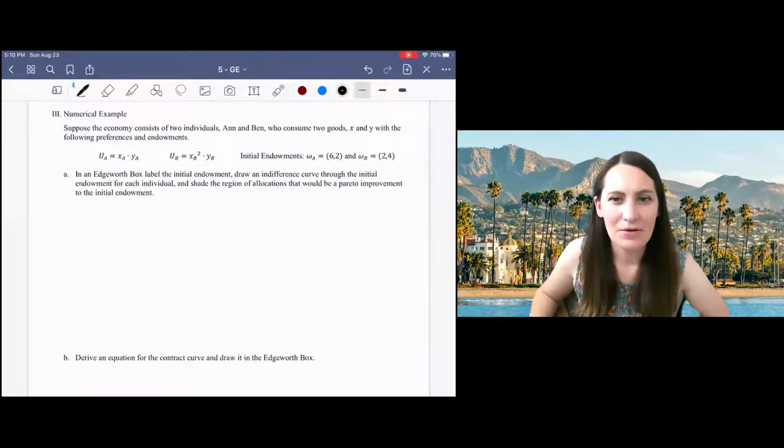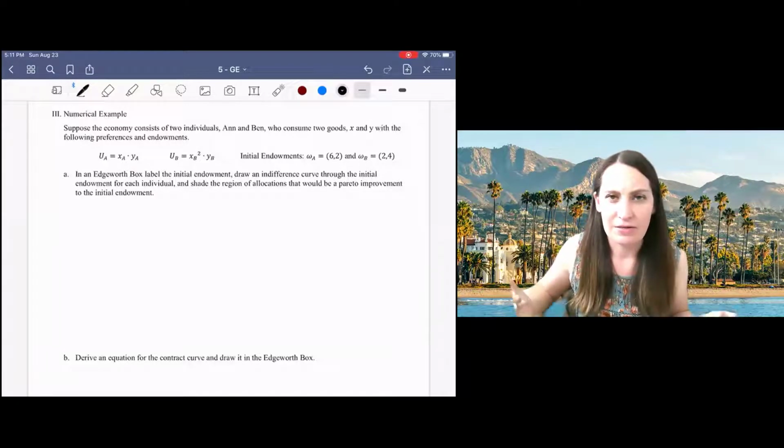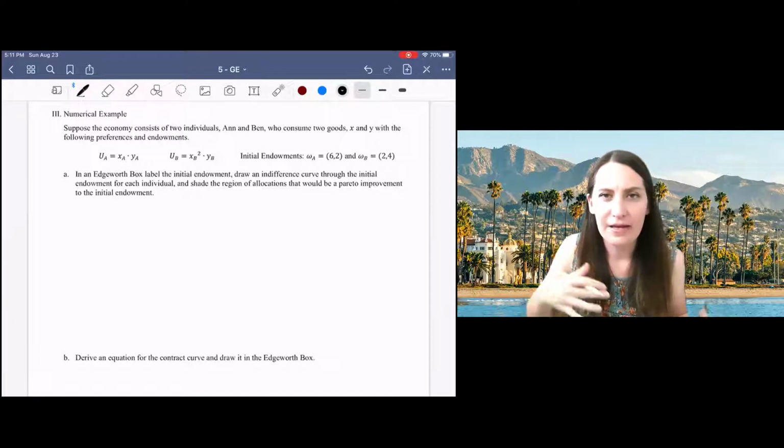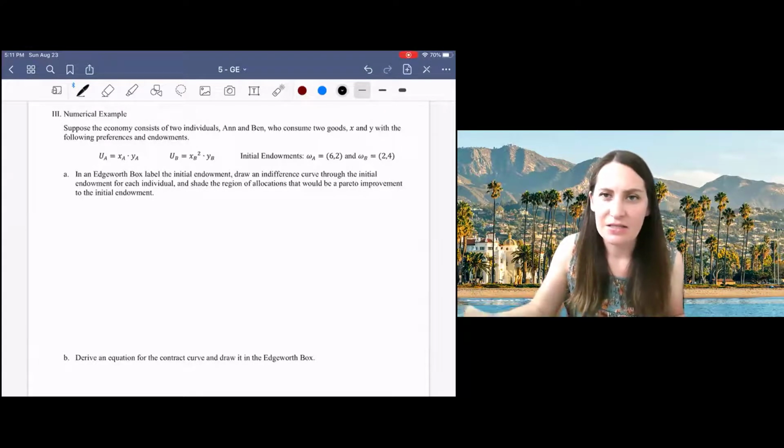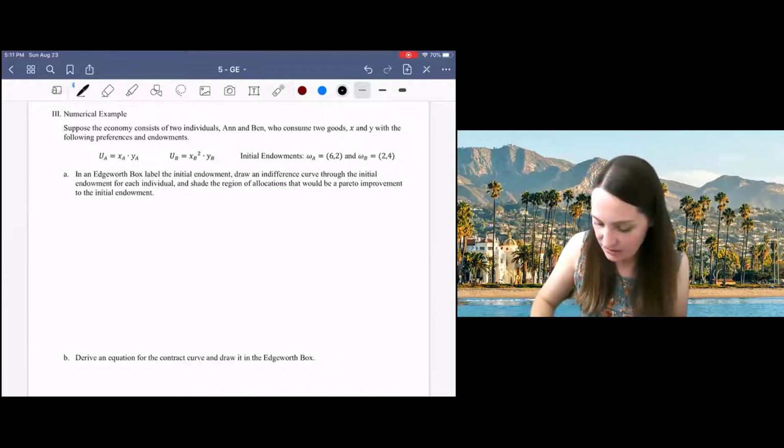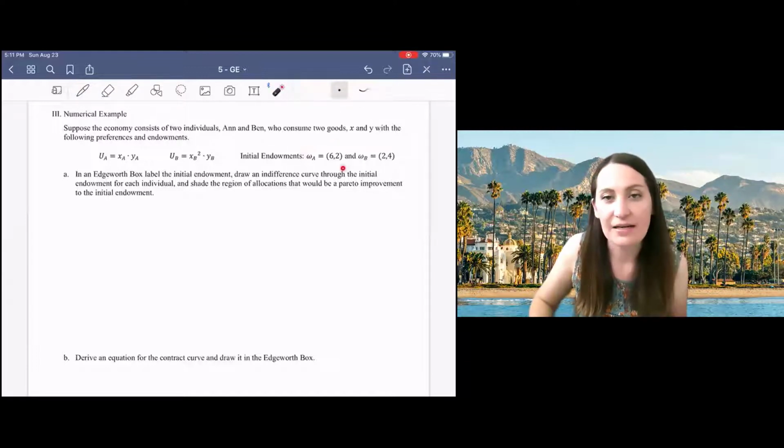So let's work through a numerical example. The first thing that we want to do is to think about what our box looks like based on our initial endowments. So the initial endowment is just how much X and Y each consumer starts with. So here we have Anne and Ben. And Anne starts with 6 units of X and 2 units of Y. Ben starts with 2 units of X and 4 units of Y.